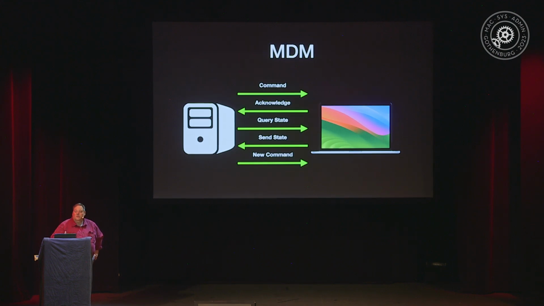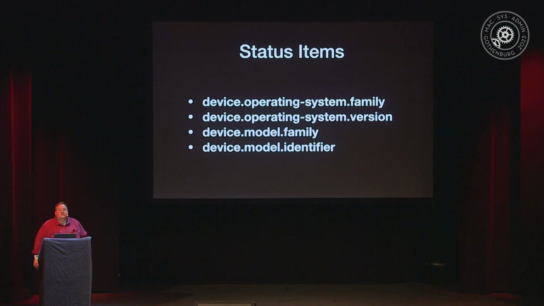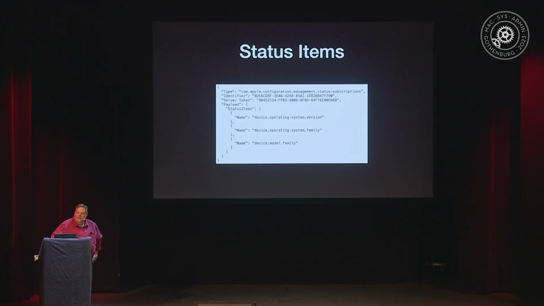This model of endpoint to server communication cuts way back on the unneeded chatter which happens with MDM, and it provides the server only that information that it actually needs. Now, status items are identified by key paths, which consist of period-separated string tokens, and examples of these are shown on the screen. Here's how a status channel subscription may look.